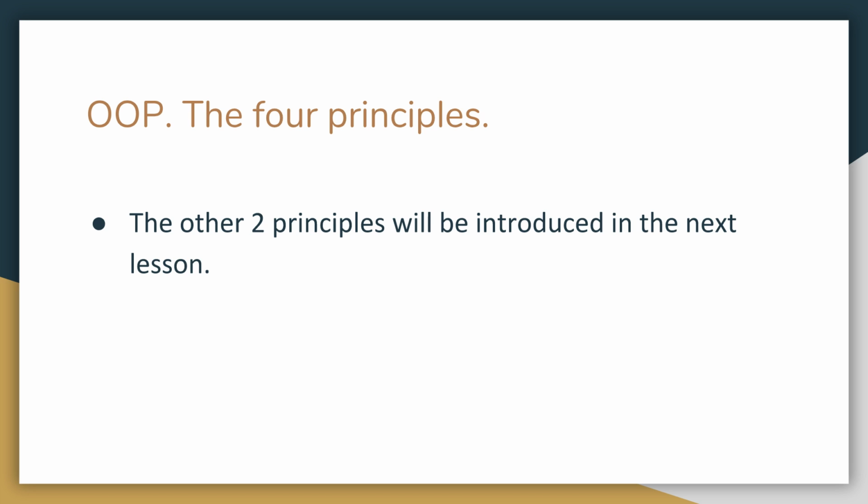So the other two principles is inheritance, which is inheriting data from a parent class and a child class, which is forming an is-a relationship between the two, which is creating a dependency on the parent. But this will be covered more in detail in the next lesson. And the fourth principle is polymorphism.